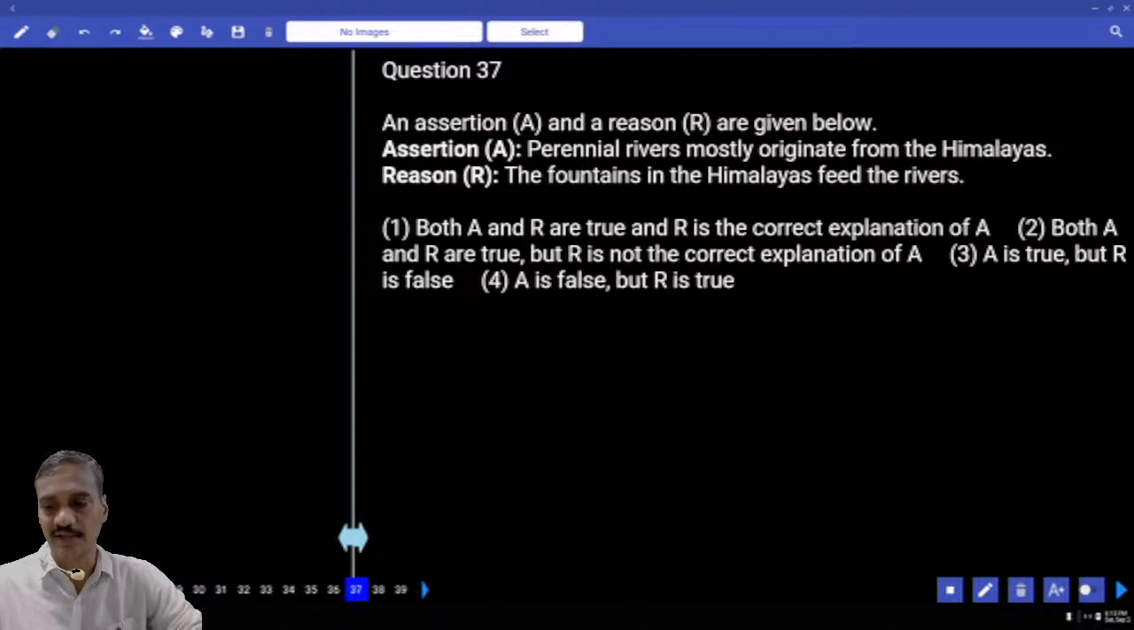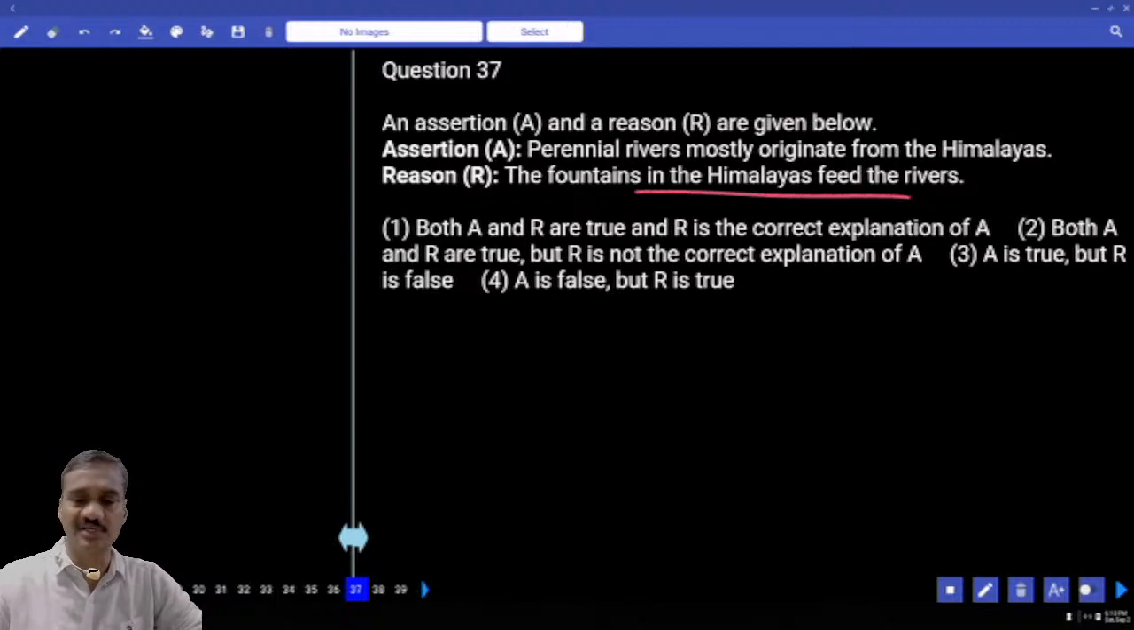Then 37. Regions. Perennial rivers mostly originate from the Himalayas, isn't it? And perennial rivers mostly originate from where? Himalayas. The fountains in the Himalayas feed the rivers. Is it the fountain that is feeding the rivers? And what is that feeding these rivers? The ice that is melting feeds the rivers. And A is true, R is false. A is true but R is false. Choice 3, question number 37.